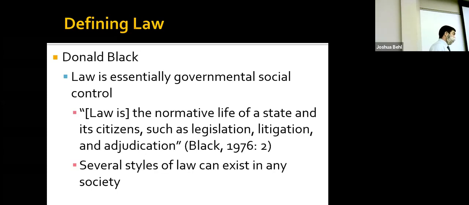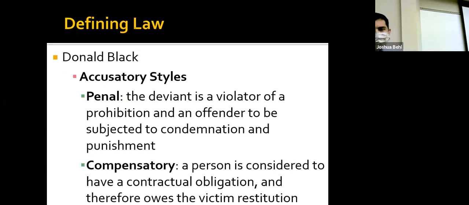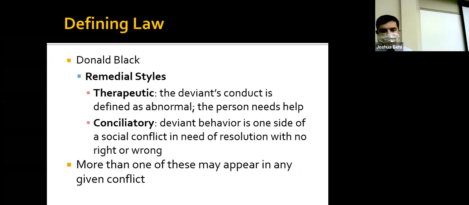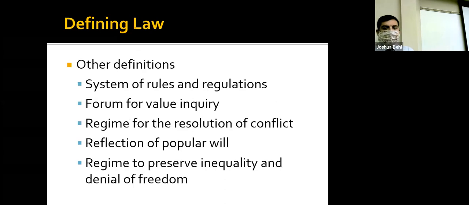That's actually a really good definition of law, right? All it is, is the government telling us what the normative life of the state is with its citizens. The state is telling its citizens, here's how you're going to behave if you live in this state. And that's it. Obviously, several styles of law can exist in a society as well. This lecture is online, so I'm not going to go over all of these because you should know what they are. There are other definitions of law.